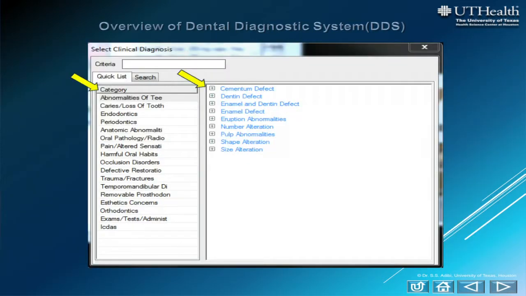This window is where you must go after every selection of procedure code in order to select the appropriate diagnosis. You will be able to switch between each main category on the left and click the plus sign to expand each subcategory for more granularity in selection of diagnosis. At the start of the next slide, we will explore each main category and select a subcategory appropriate for that particular example case.